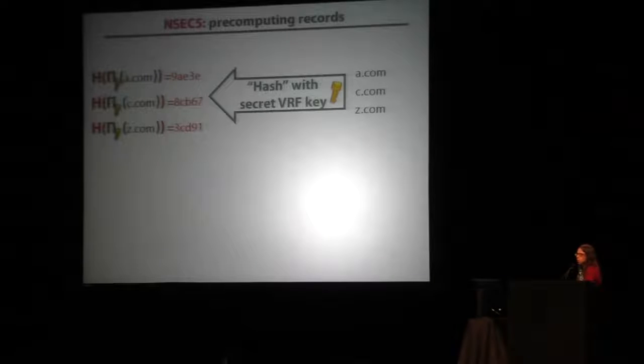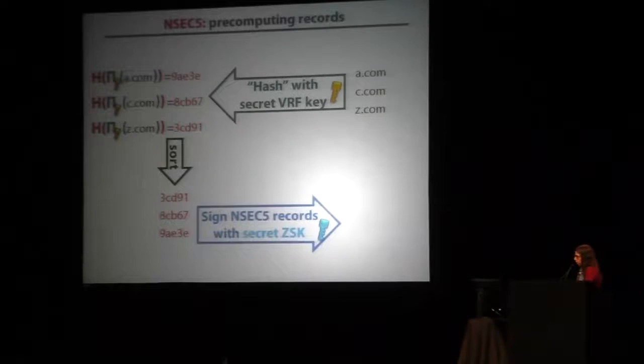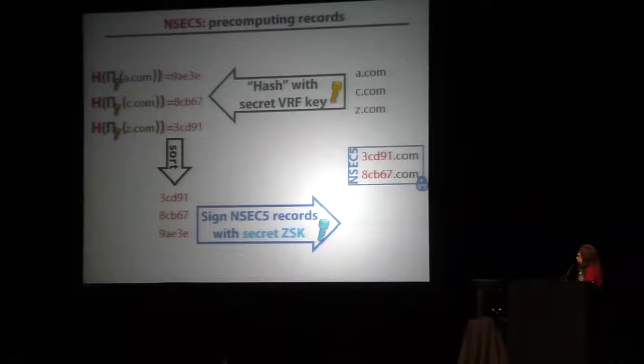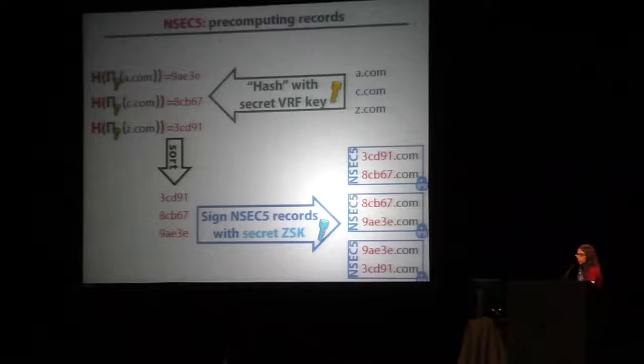This should look familiar. This is exactly what we did with NSEC3. So we do a VRF computation on each name, we get all these values, and we lexicographically sort them. Then we sign every pair using the zone signing key, so we get these NSEC5 records. This is exactly the same as before, except instead of using SHA-1, we use the VRF.